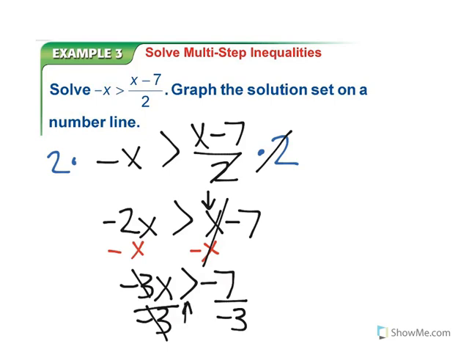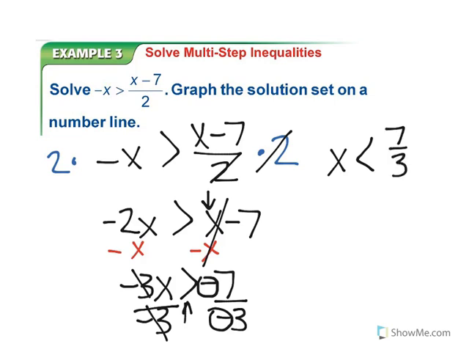So what we're left with is x is less than, and we have a negative here and a negative here. A negative divided by a negative is a positive. So x is less than 7/3.